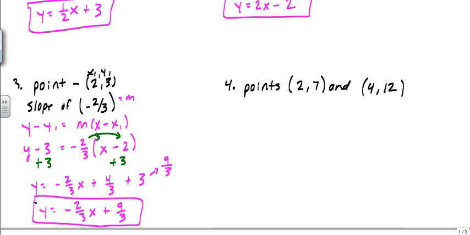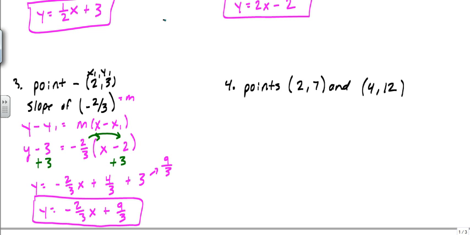Just because it has fractions doesn't mean it's much more difficult. 9/3 is my y-intercept, and negative 2/3 is my slope. Usually you're going to end up in slope-intercept form because, like I said, it is the easiest to graph. And lastly, we have where we're just given 2 points. This is the hardest because you have to find all the information.